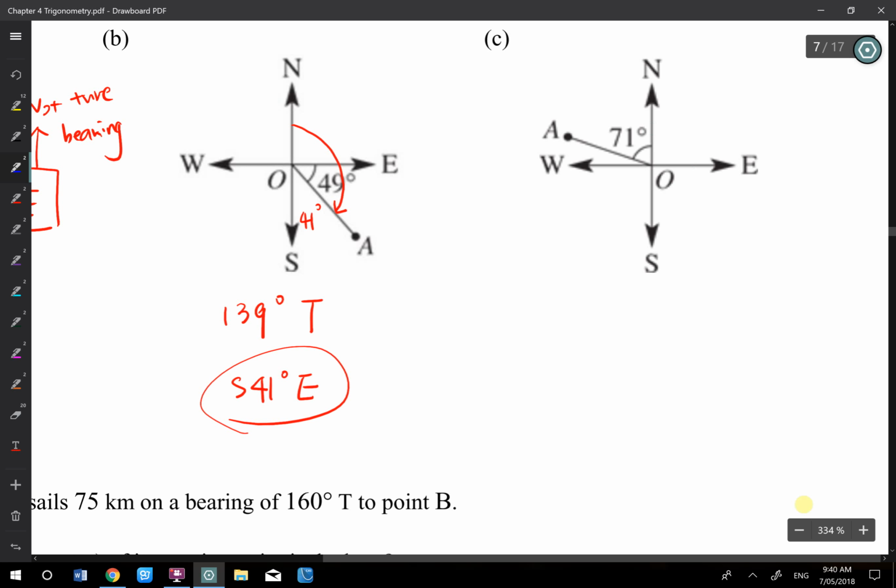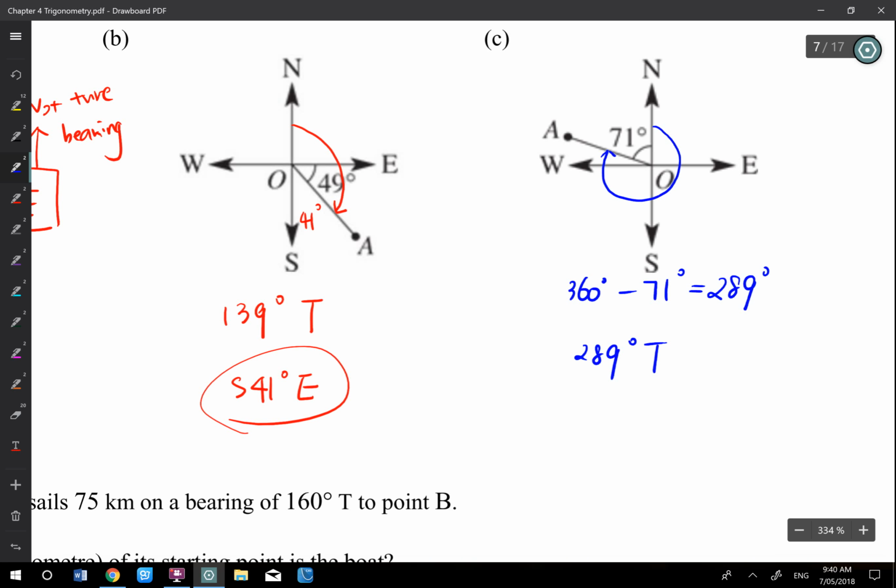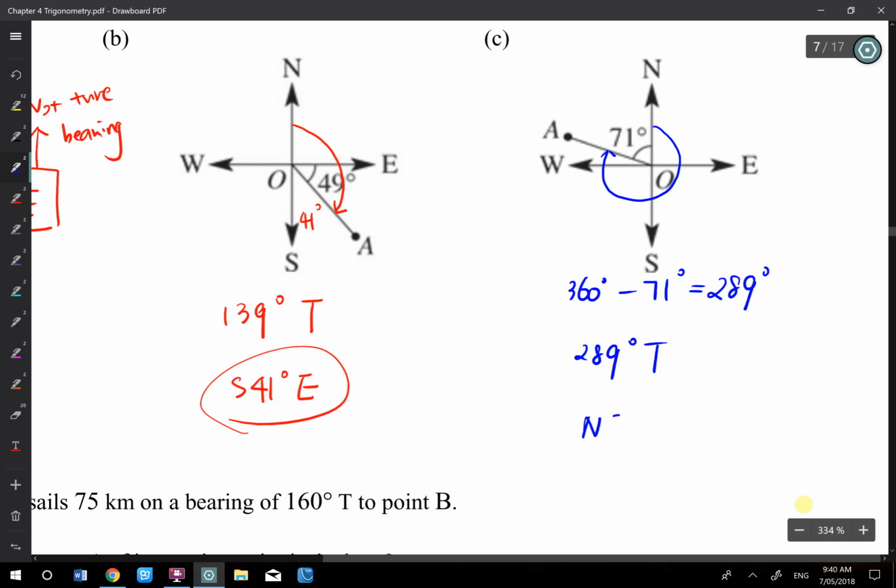And then you can think about C. C gives me the true bearing, from the north until we meet that line. So that's 360 degrees minus 71 degrees. So the true bearing is 289 degrees. And north 71 degrees west.